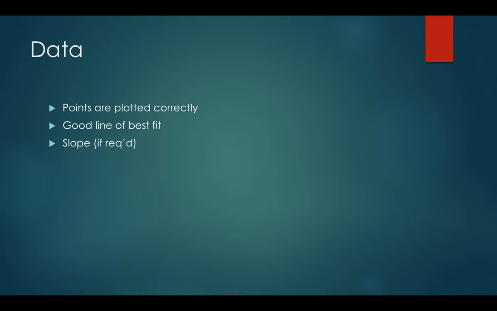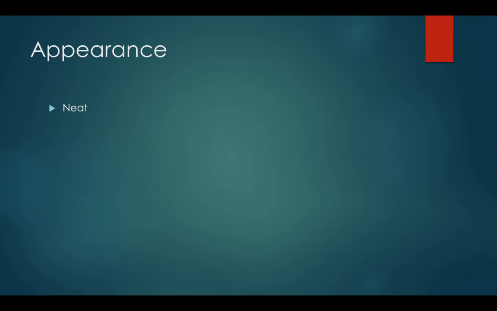Data. We just want to make sure that you plotted the points correctly, that you've drawn a line of best fit, and if we need it, the slope is there. Appearance. It just needs to be neat, it needs to be done in pencil, and if we require a legend, which we don't need all the time, but if it does, it's there.